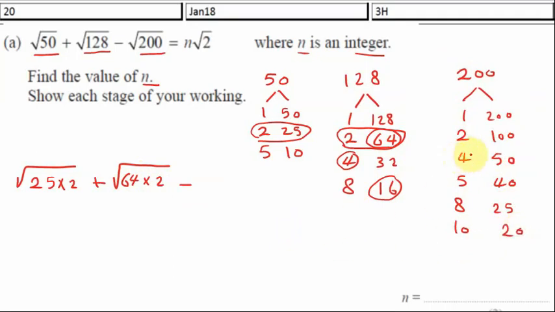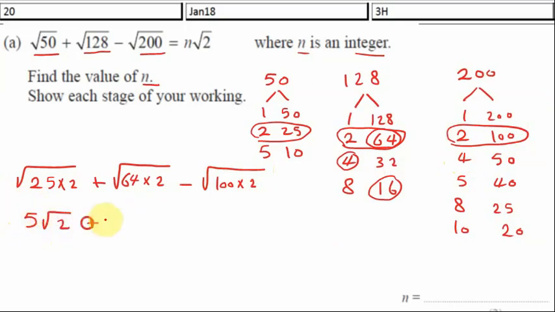Okay, we have many perfect square numbers, but we will take the highest one, which is 100. So instead of 200, it's 100 multiplied by 2. Okay, let's simplify each term. The first one, root of 25 is 5, and we keep here root of 2. Plus root of 64 is 8 root of 2. Minus root of 100 is 10 root of 2.